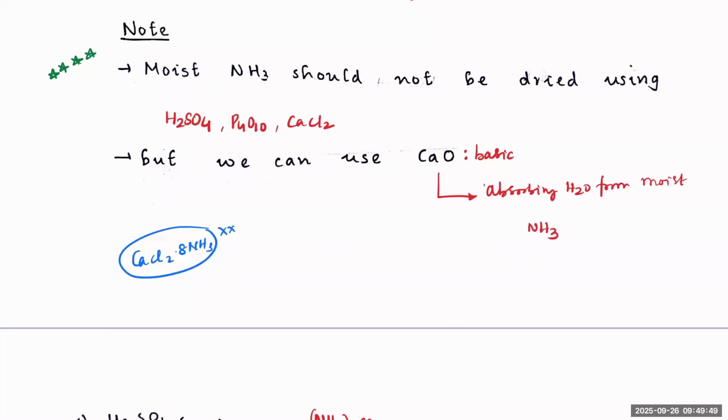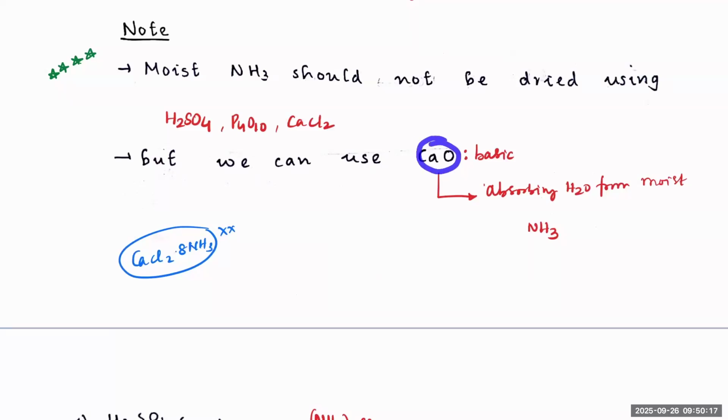Our objective is to remove ammonia, to separate it from water, correct? With H2SO4 we are expecting that it will absorb water. But at the same time, it will react with ammonia also, because of the acid-base reaction. The same logic goes with P4O10. And here the logic is different. You are trying to separate ammonia from water, but that itself will make a complex with calcium.